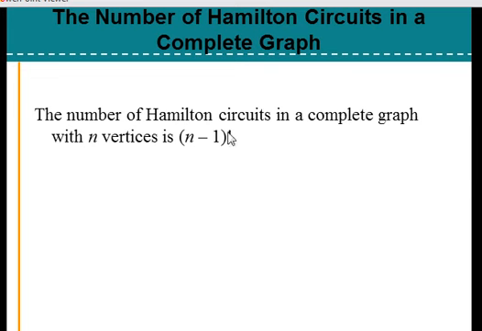We have found that the number of Hamilton circuits in a complete graph with n vertices is n minus 1 factorial. For example, if we have a graph with 5 vertices, the number of Hamilton circuits would be 5 minus 1 factorial. 5 minus 1 is 4. 4 factorial means 4 times 3 times 2 times 1, and that will give us 24. So there would be 24 of those Hamilton circuits in a complete graph with 5 vertices.